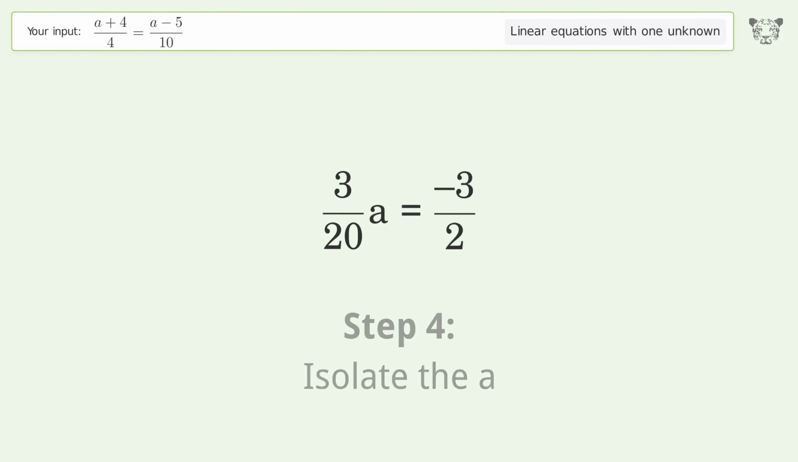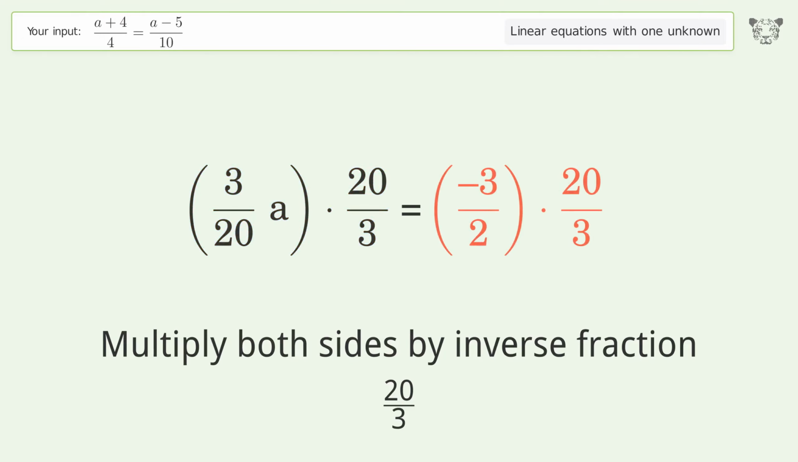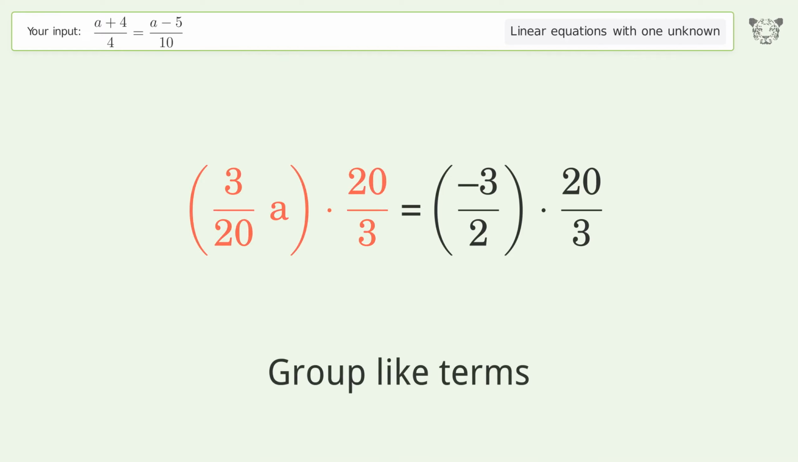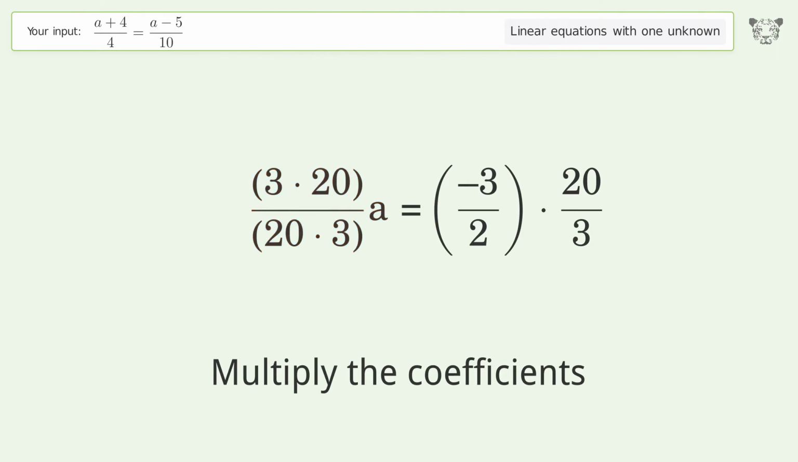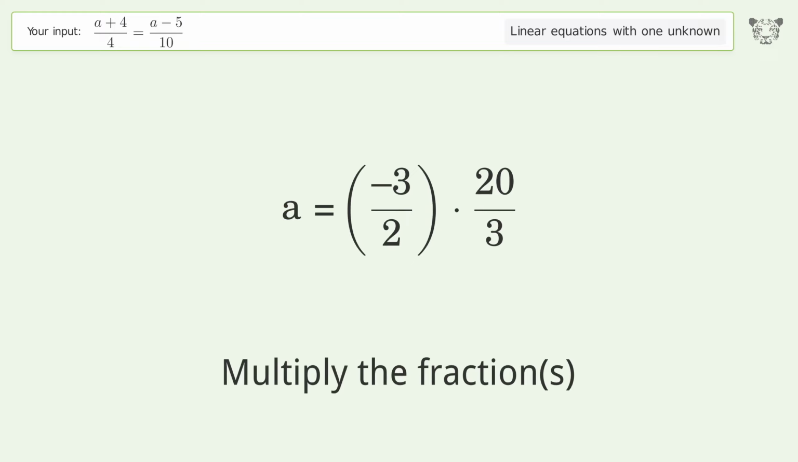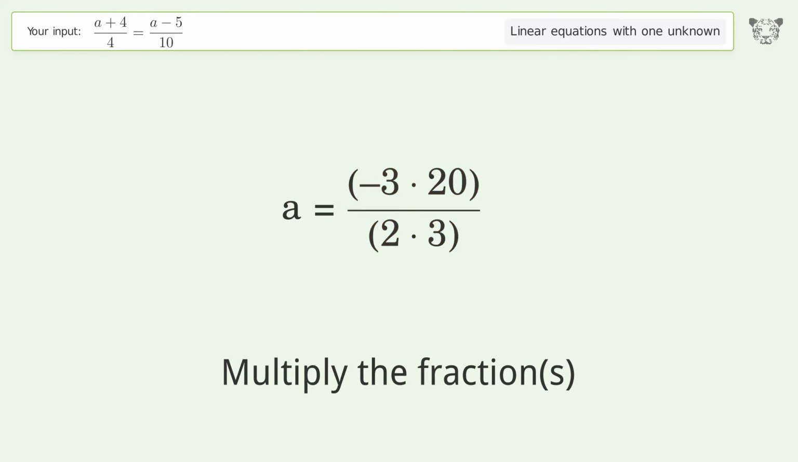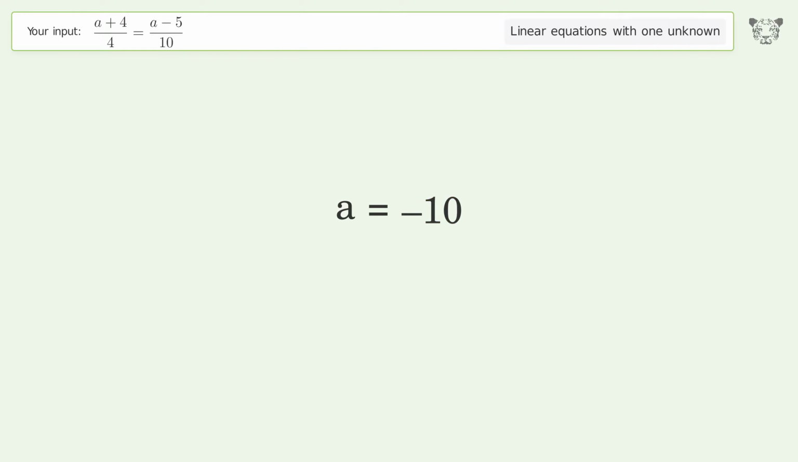Isolate the a. Multiply both sides by inverse fraction 20 over 3. Group like terms. Multiply the coefficients. Simplify the fraction. Multiply the fractions. Simplify the arithmetic. And so the final result is a equals -10.